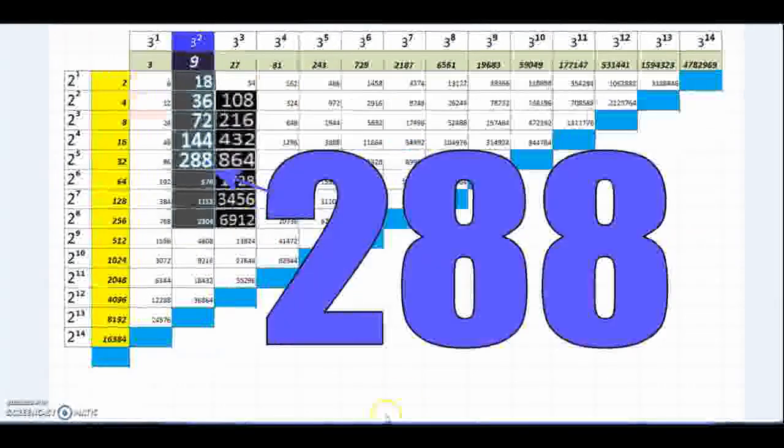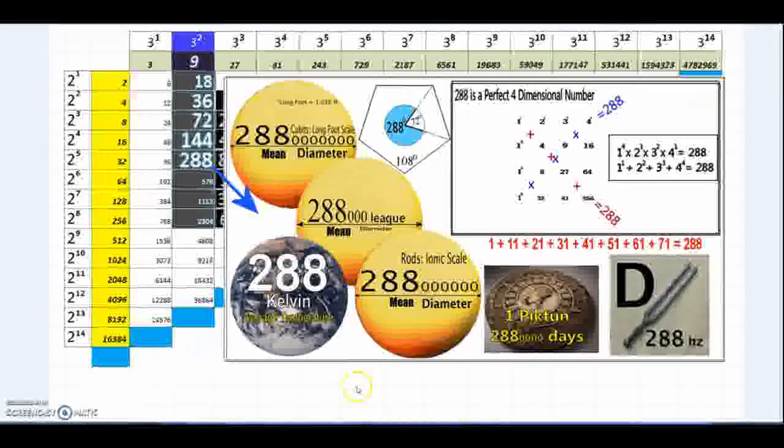Now it's not strictly a Hashad number, but it is based on 9. So 2 plus 8 plus 8 equals 18, 1 plus 8 equals 9. So you know straight away it's divisible by 9, but because it's on this column, and all these after this column, all numbers are divisible by 9 on this harmonics chart. It's just because it's based on 3 squared, etc. But 288, why is it important?